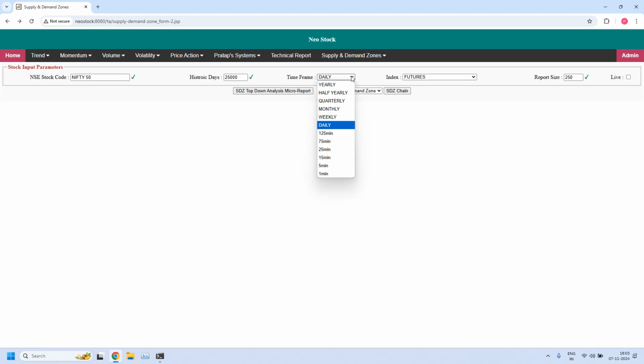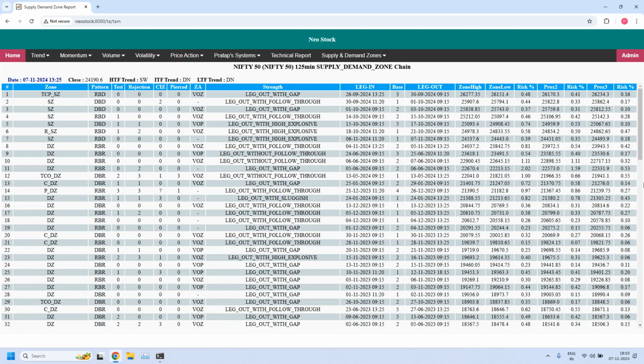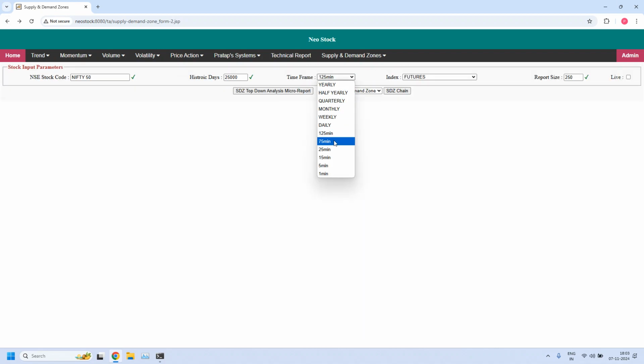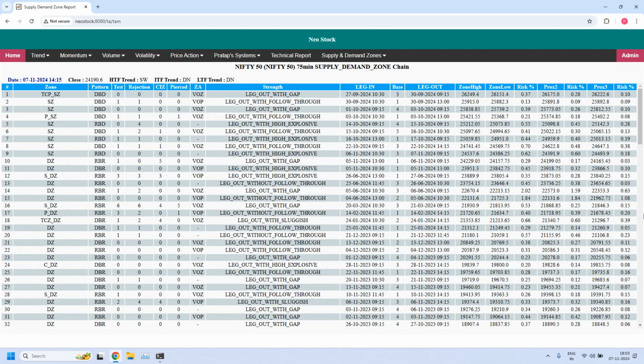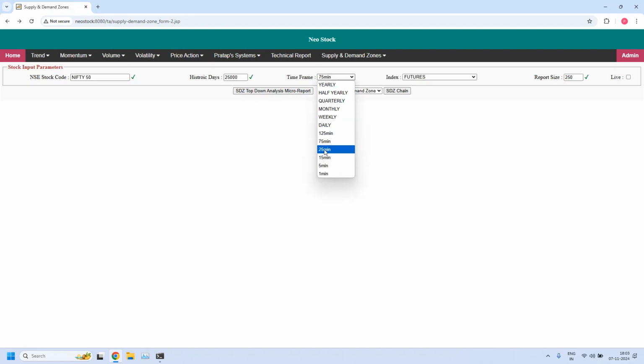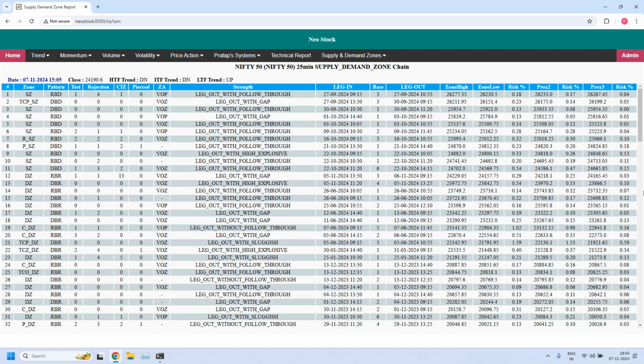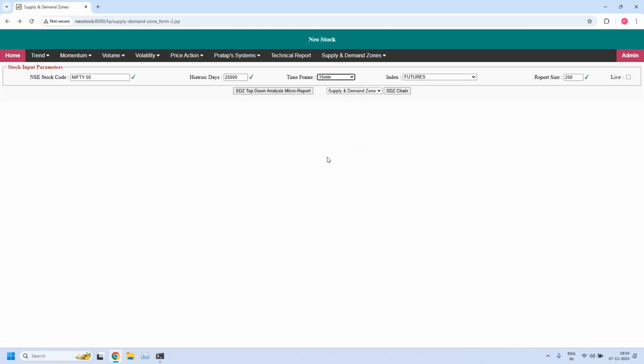Next time frame is 125 minutes, generating 125 minute supply demand zone chain for NIFTY. Next time frame is 75 minutes, generating 75 minute supply demand zone chain for NIFTY. Next time frame is 25 minutes, generating 25 minute supply demand zone chain for NIFTY. Next time frame is 15 minutes, generating 15 minute supply demand zone chain for NIFTY.